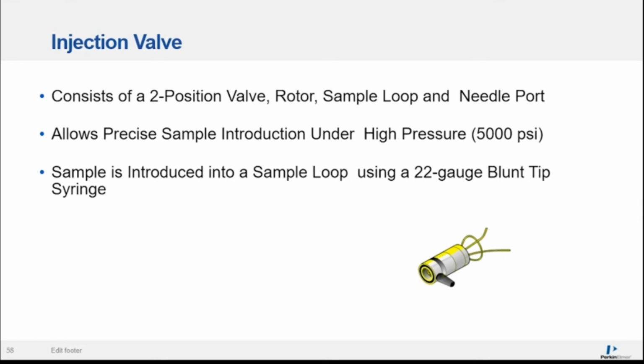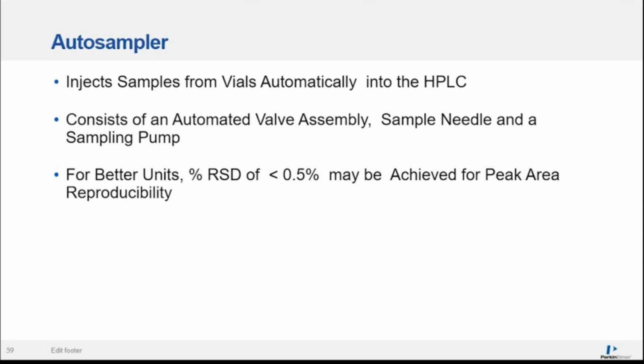That's very, very important. We generally do not pierce through anything in an LC autosampler like you do in GC. In GC, you pierce through a septa. Here, we generally do not do that, and we will typically use a blunt tip syringe. What is an autosampler? It is a system where there is a motor on this injection valve to move it back and forth between the inject and load positions.